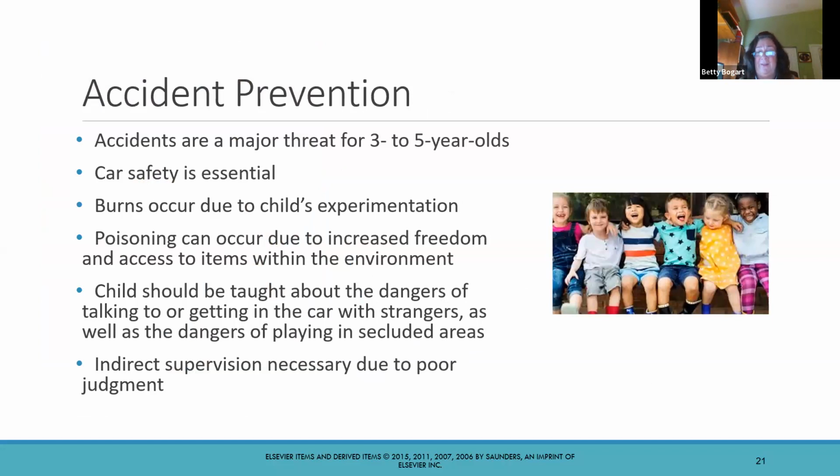Here we are, some accident prevention. Sounds familiar to your discussion question? So accidents are a major threat to preschoolers. These kids are now mobile. These kids are out playing. They're playing in their driveways, their front yards, near the street. Car safety, number one. I have seen in my career 3 kids run over by a car about the preschooler age.